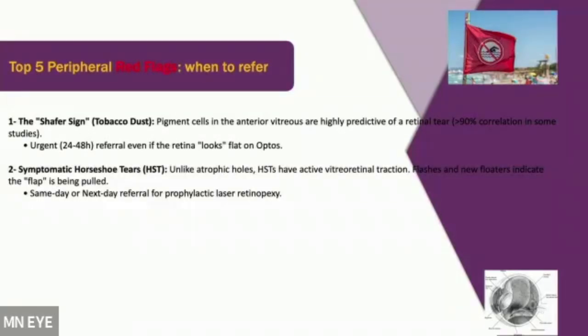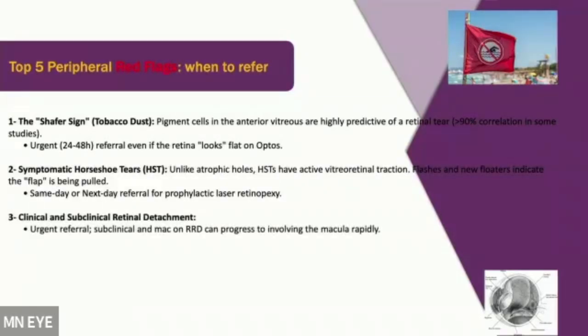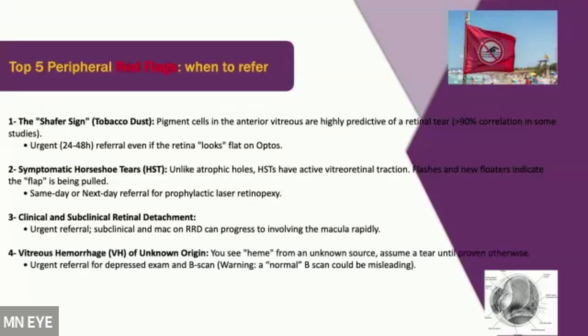Symptomatic horseshoe tear. So if we see a horseshoe tear and the patient has symptoms, subclinical or clinical RD, vitreous hemorrhage with unknown origin. We talked about all these, and then retina masses. So any retina mass that we are not confident about, their origin, their progression, they need to be looked at carefully. Thickness measurement, and sometimes we need to do fluorescein angiography, indocyanine green angiography, and other features we didn't go through.